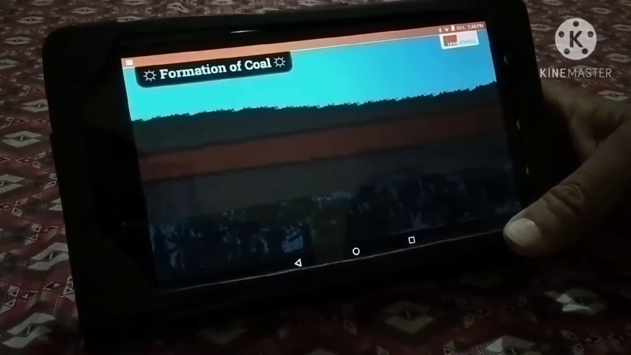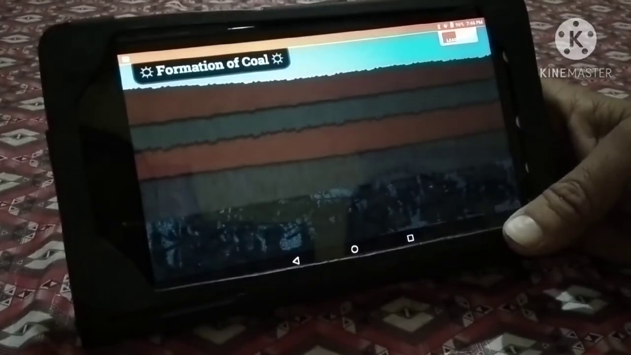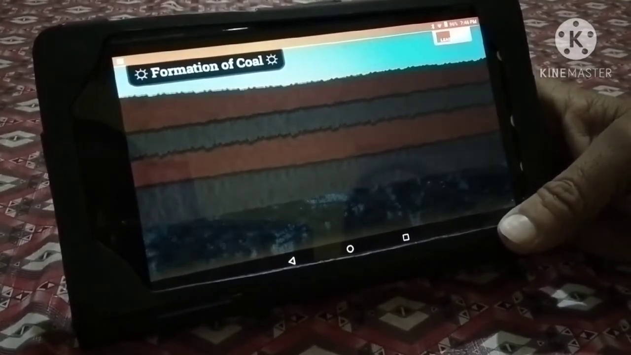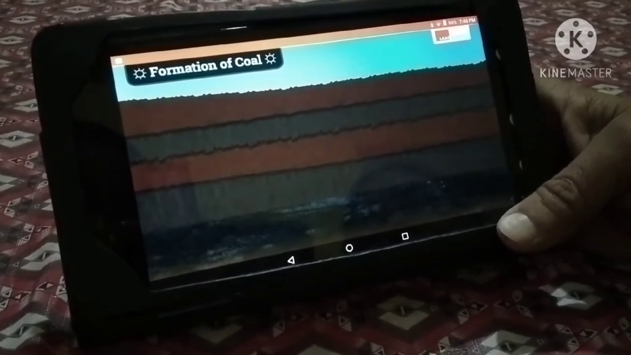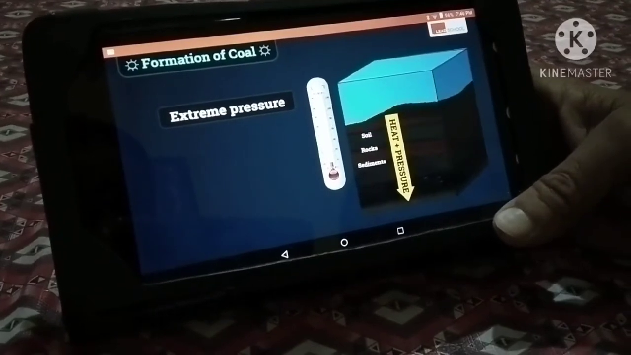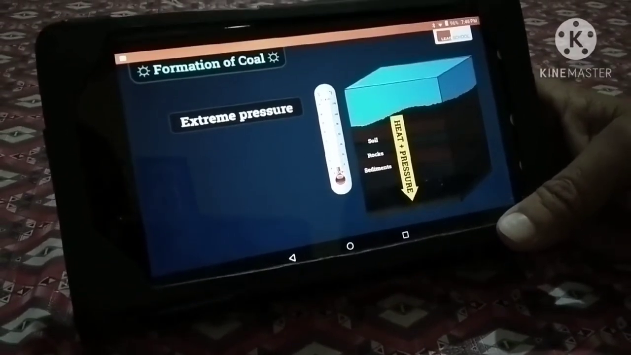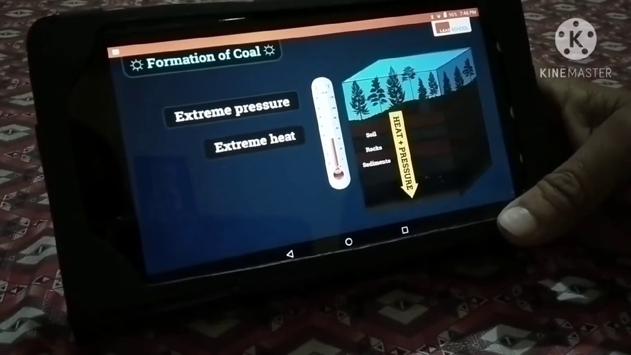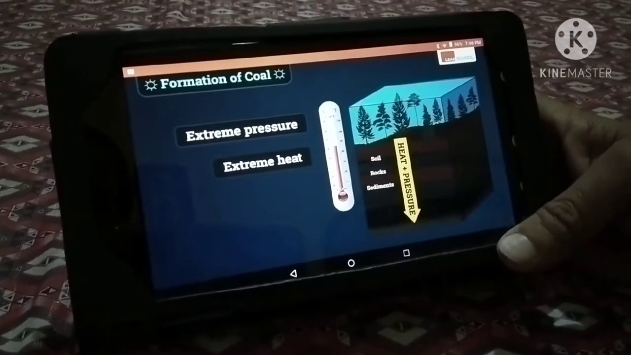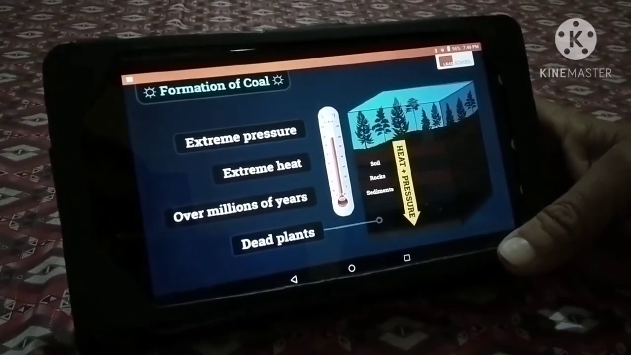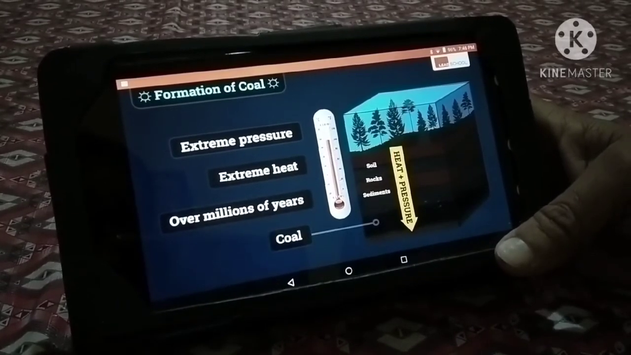Over time, many more layers of soil and sediments were deposited, which buried these dead plants deeper and deeper under the ground. As more layers of soil and rocks were deposited on top, the pressure and temperature experienced by the layer of dead plants continued to increase. This increase in pressure and temperature over millions of years turned the dead plants into coal.